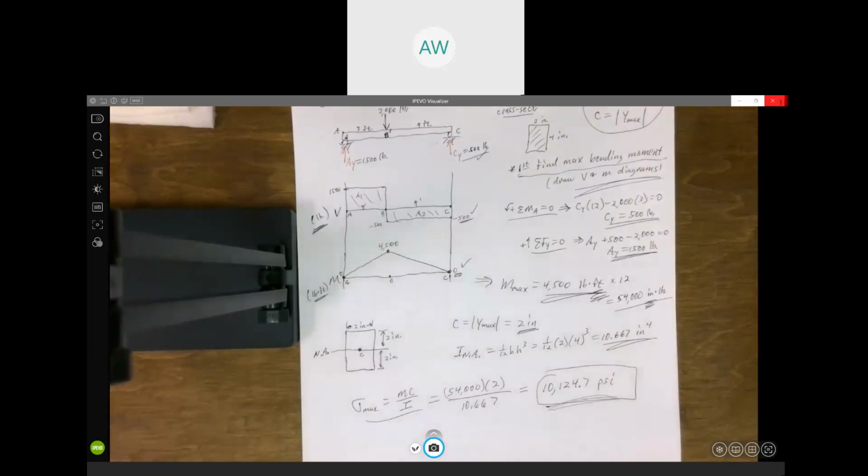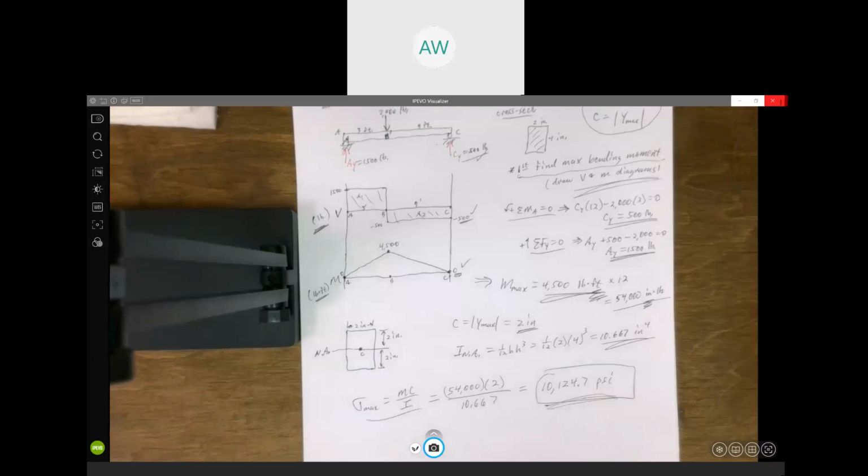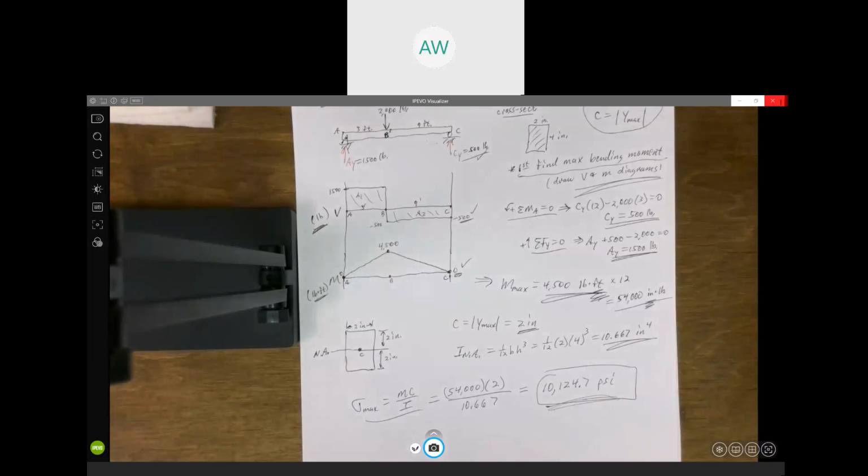Any questions on this one? All right. Any questions in general having to do with calculating bending stress? Tomorrow we're going to start talking about shear stress.